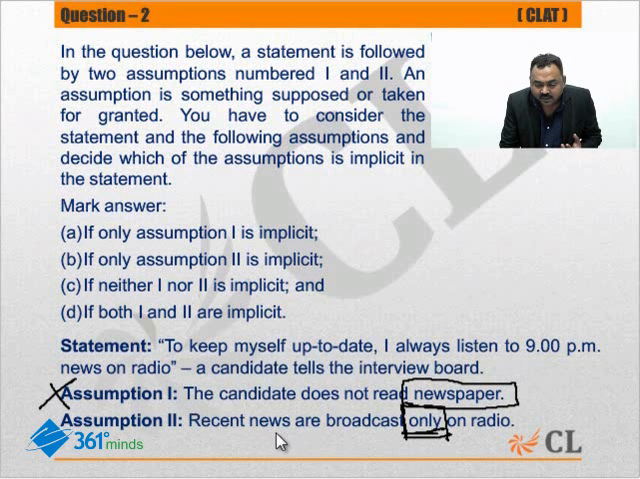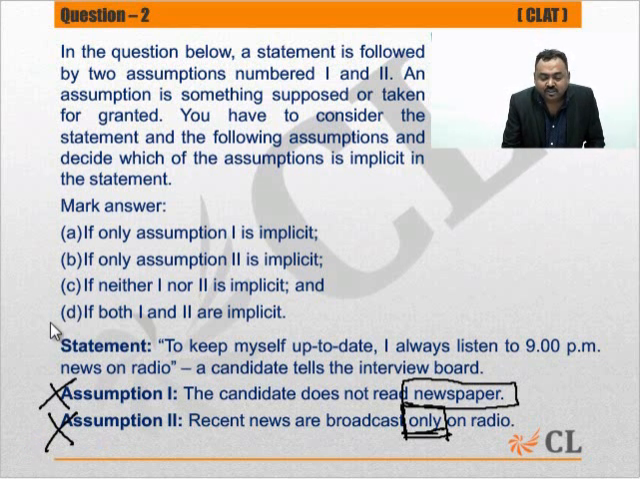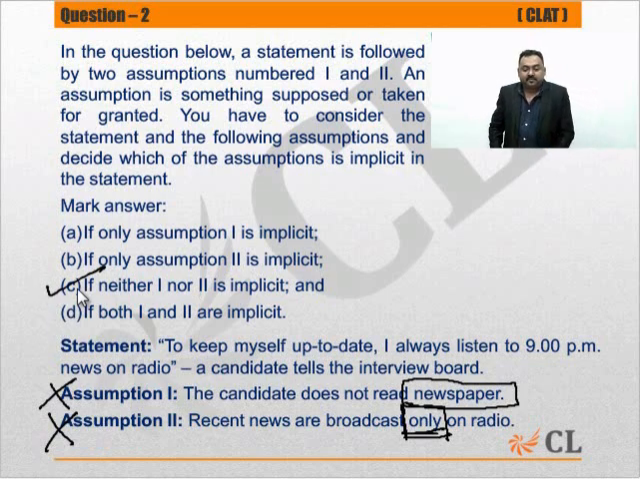Recent news are broadcast not only on radio. That does not destroy the statement in any way whatsoever. Therefore, assumption 2 is not implied. Answer choice is C. Right?